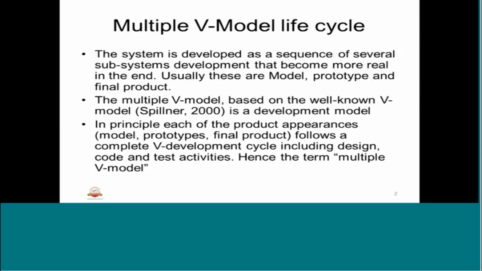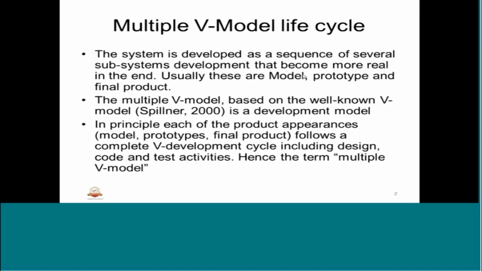We know that different prototypes will have a different environment. I mean, deviated slightly or as per the need. Therefore, a clear relation exists between the multiple V model and the various test environments. So the system is developed as a sequence of several subsystems development that become more real in the end. So we have subsystems. It's called multiple physical versions. It is called subsystems. Usually these are model, prototype, and final product. It could be anything that we develop.